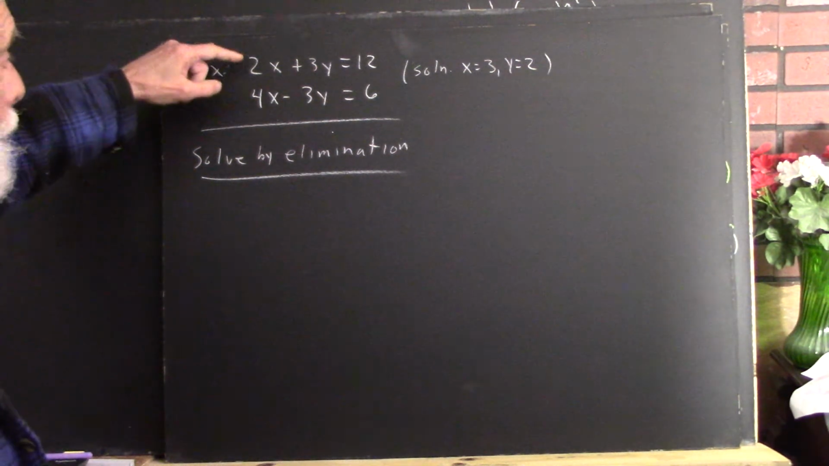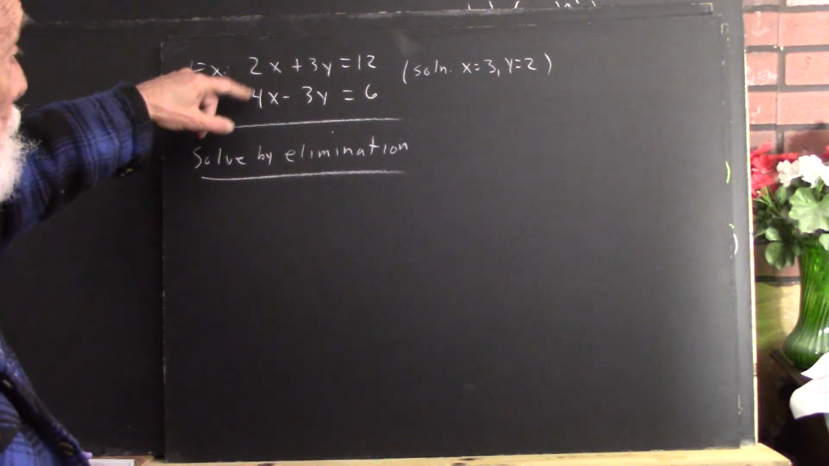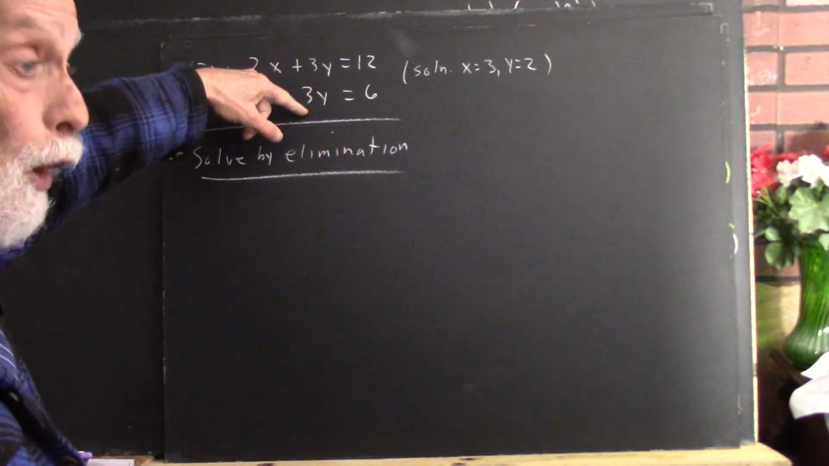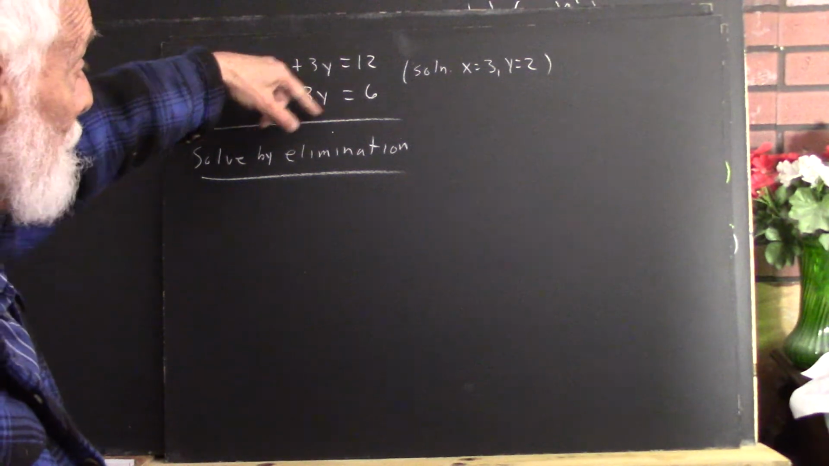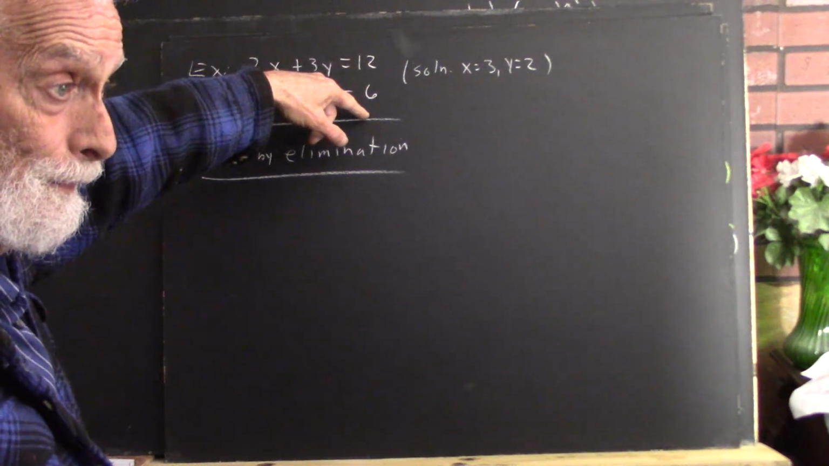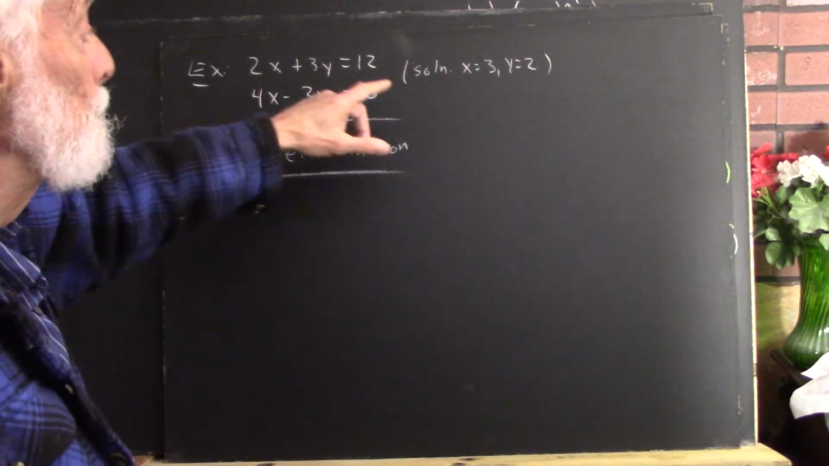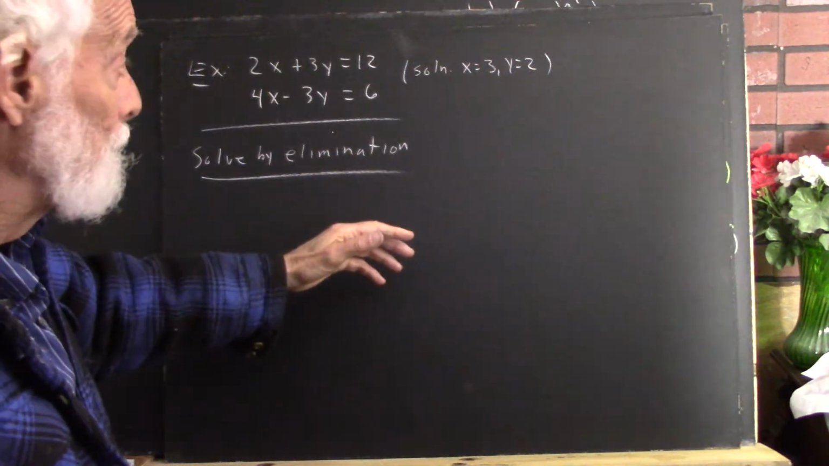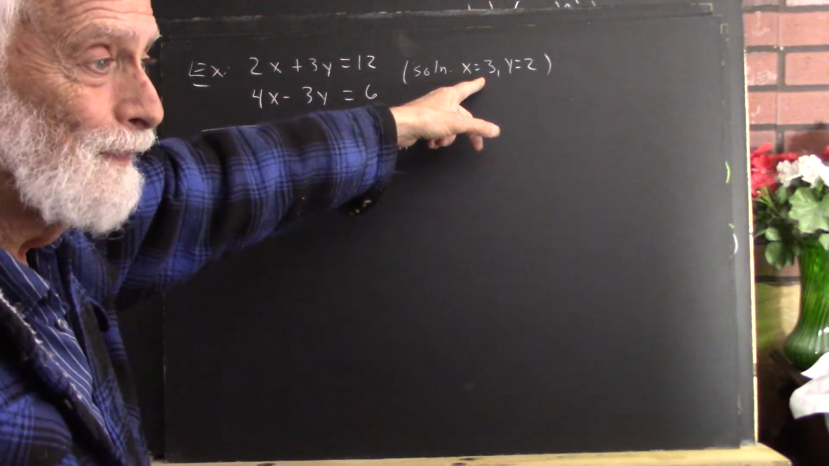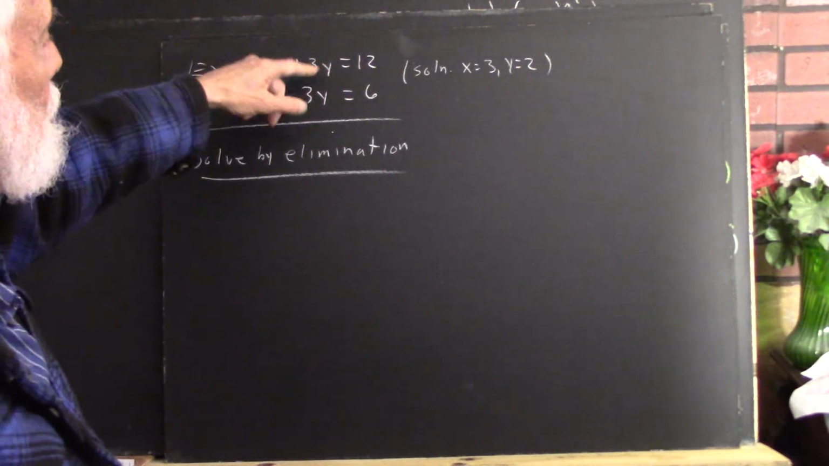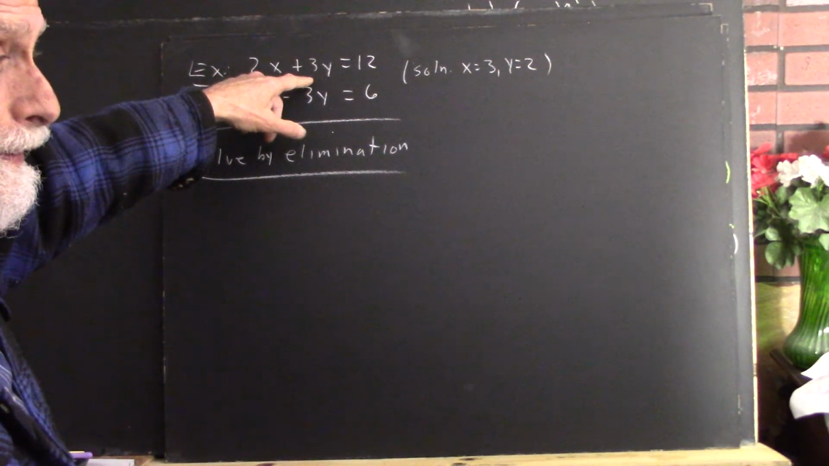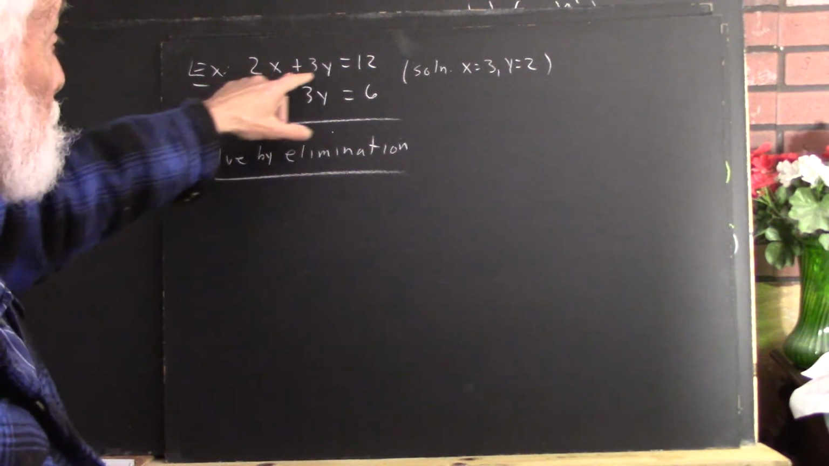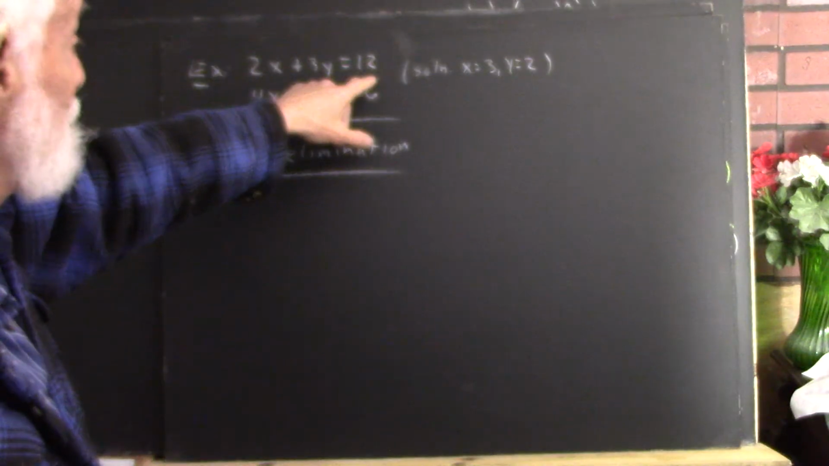Notice if we add the two equations, over here we get 6x. Here we get no y. And here we get 18. So we have 6x equals 18. So x is 18 divided by 6, which is 3. Then if we plug 3 into either of these equations, well, 3 times 3 is 9, so we have 2x plus 9 equals 12.